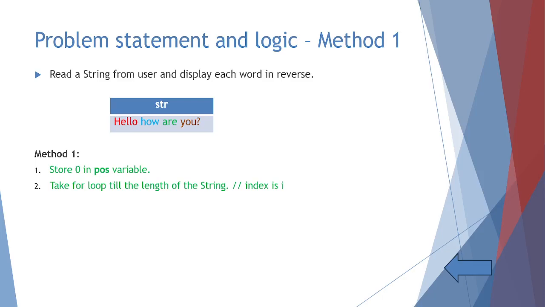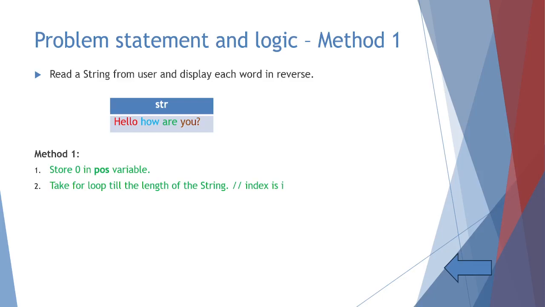So after hello, there is a space. The outer for loop checks for space. After hello, the index i, let's suppose, reaches the space character. So from there, we take an inner loop and read in reverse till position. Position is initially 0. And extract characters and print.